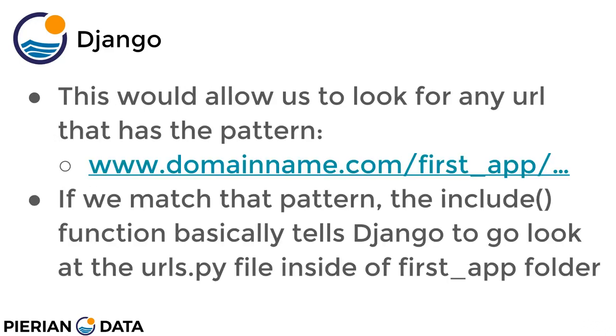And then if we match that pattern, what happens is the include function basically tells Django, hey, go look at the urls.py file that's inside of the first app folder, not the urls.py file that's inside of the project.